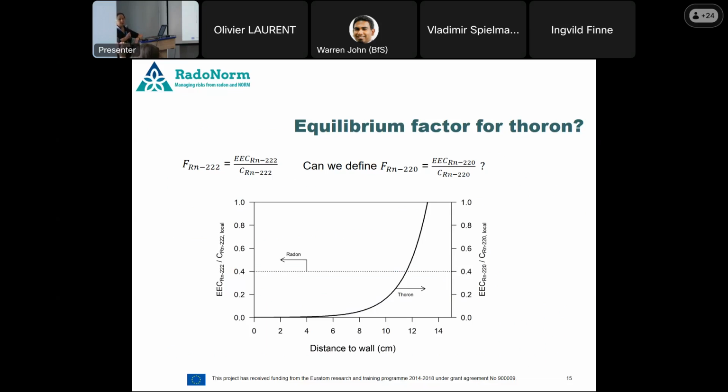On the right, you see the same for thoron. And the dotted line gives its ratio for radon. It's constant, usually taken about 1.4 by ICRP. For thoron, as you can see, it increases rapidly with distance to a wall, meaning that the equilibrium factor is ill-defined. And there are sources in the literature that do define an equilibrium factor, but I would strongly advise against this, because it depends very much on where you are looking.